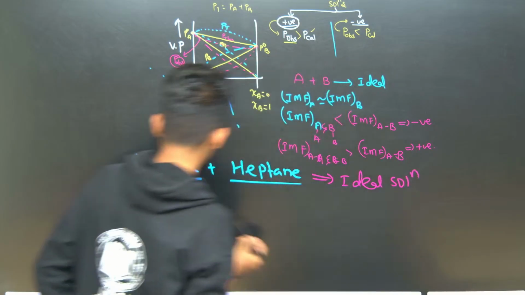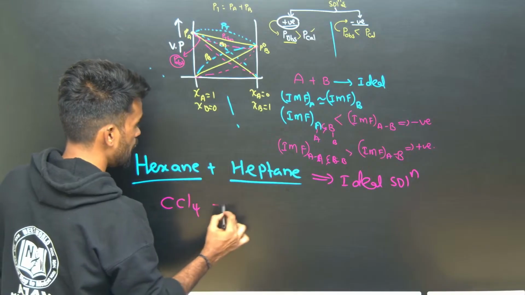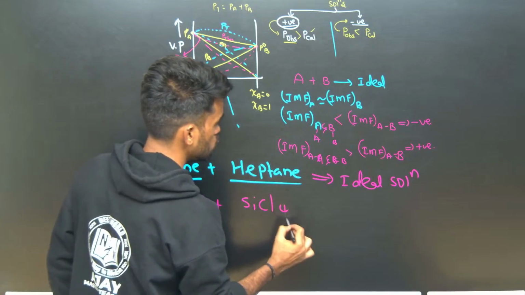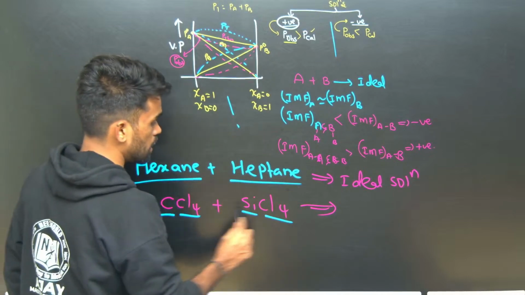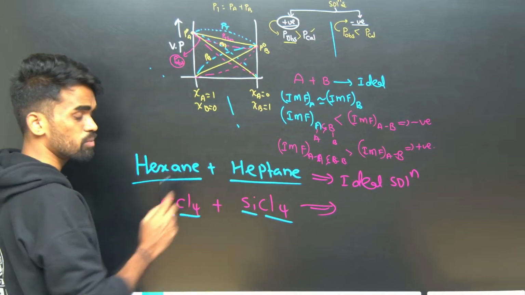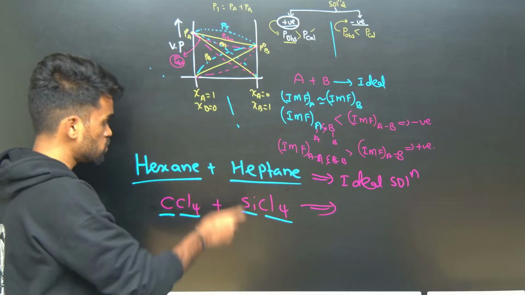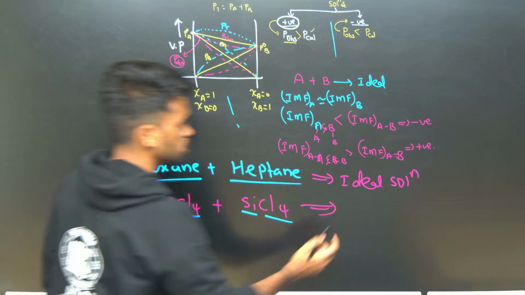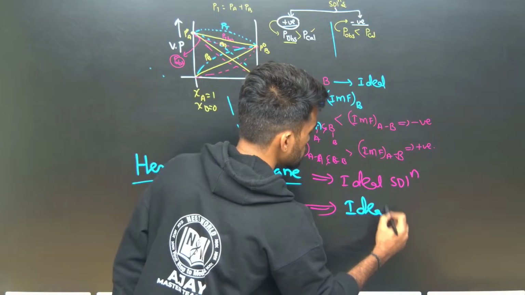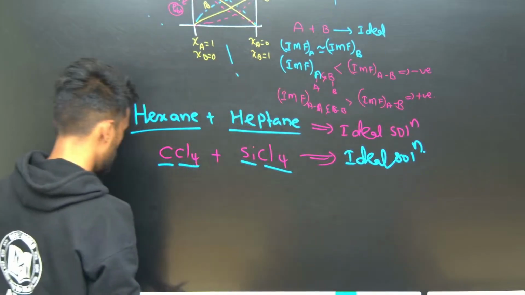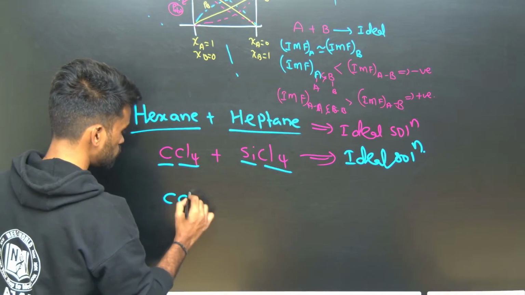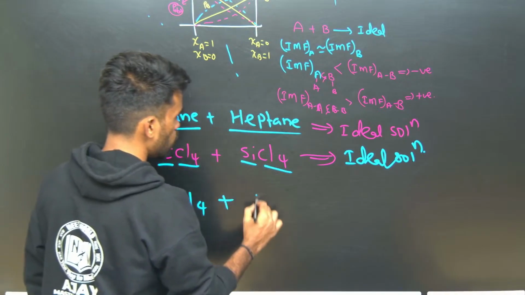Now one more thing, CCl4 I am writing and SiCl4 I am writing. Now tell me again, chlorides, tetrachlorides, carbon and silicon belong to the same group, the 14th group. So they have a similar kind of nature. So this is also an ideal solution. Hope it is also clear. Now look here what I am writing. Now I am writing CCl4 plus water.